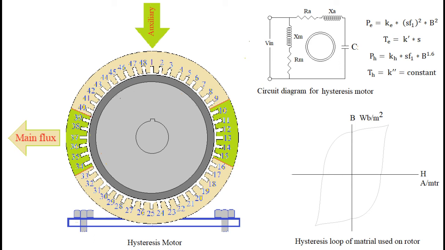As the motor catches speed, the value of slip starts from 1 and ends at 0. So in the starting period, torque due to eddy currents has some contribution, but at synchronous speed, torque due to eddy currents vanishes. Under running condition, only torque due to hysteresis remains active, and so the motor is known as the hysteresis motor. The expressions for power and torque corresponding to eddy currents and hysteresis are shown on the slide.